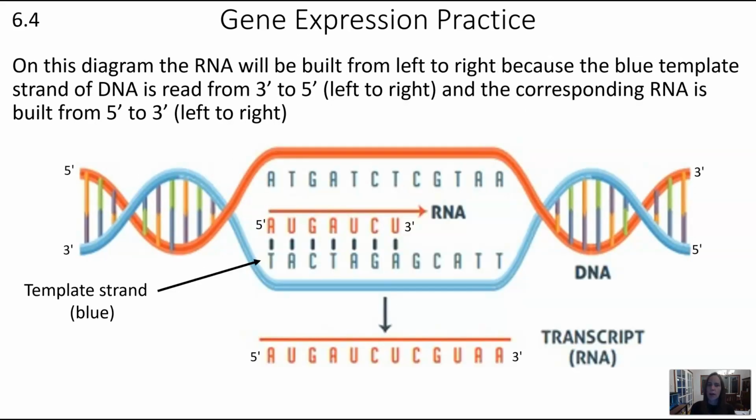On this diagram, the RNA is going to be built from left to right because the blue template strand of DNA is read from 3' to 5', which runs left to right, and the corresponding RNA is built from 5' to 3', which is also left to right. So in this case, the template strand of TAC, TAG, A is going to give us AUG, AUCU, as you can see in the middle there, and then the full transcript is shown below.